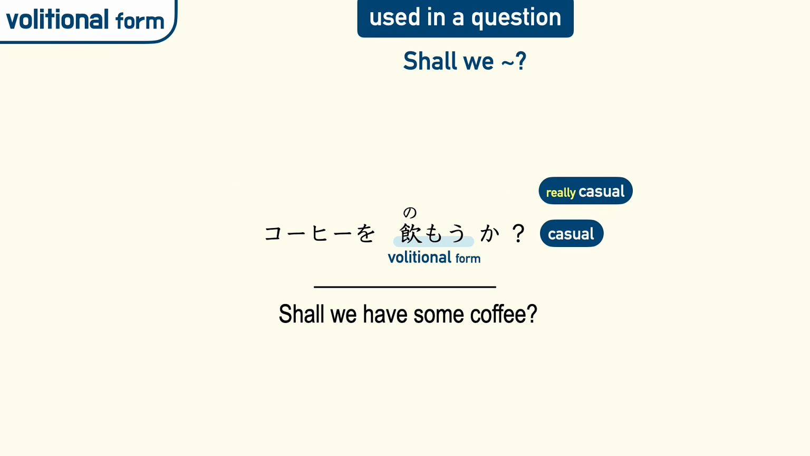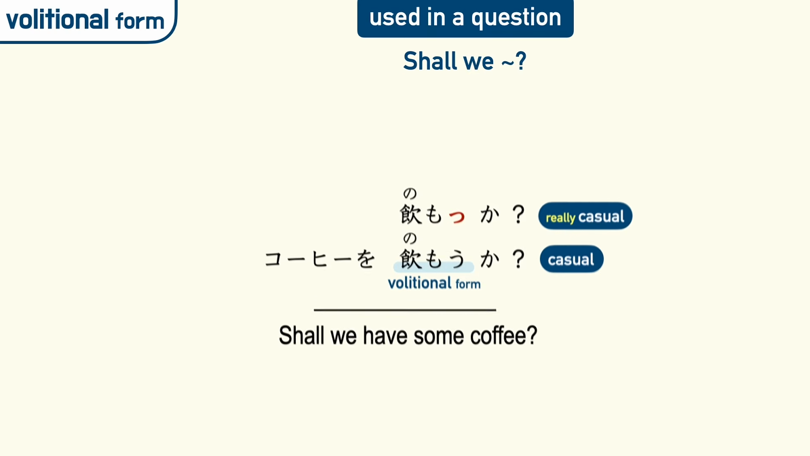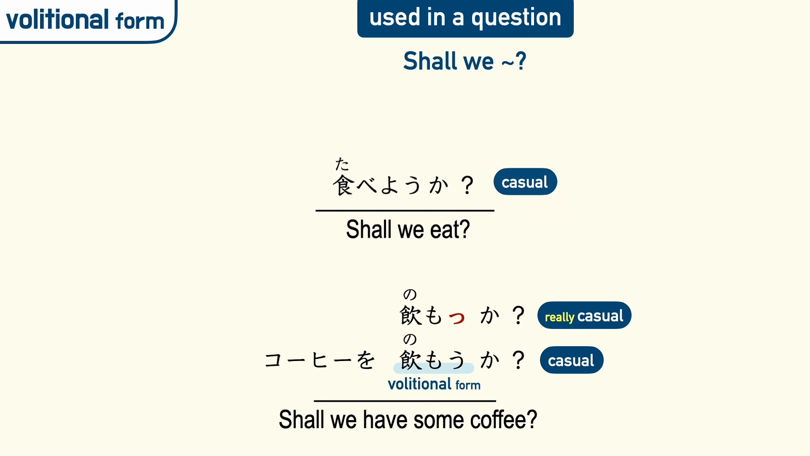Also, in a really casual setting, 飲もうか is often pronounced 飲もっか. The u changes to a small tsu. コーヒー飲もっか. So 食べようか often becomes 食べよっか.